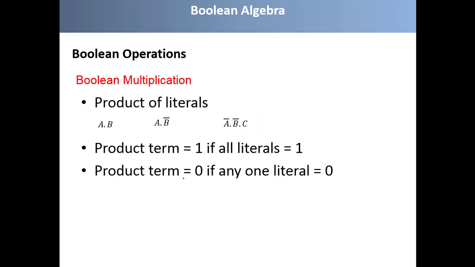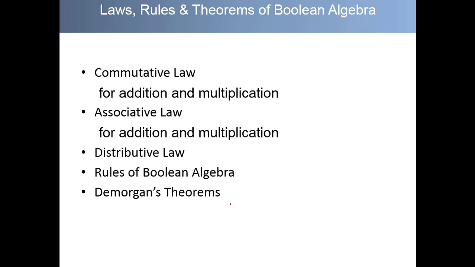In contrast, the Boolean multiplication is represented as a product of literals, and this is performed by a Boolean AND gate. And its characteristic is that if all literals in an expression are equal to 1, then the product term is equal to 1, otherwise it is equal to 0. Then we discussed a few laws and postulates of Boolean algebra one by one.